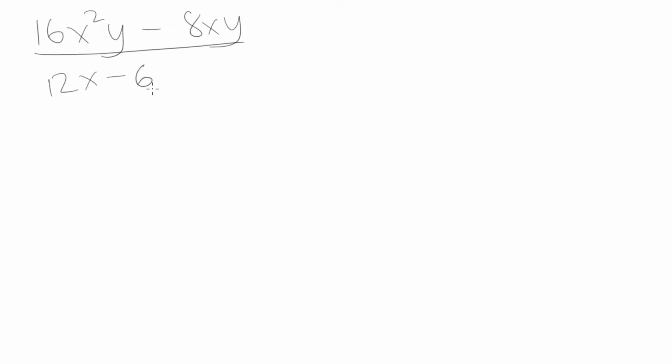Let's say we had 16x squared y minus 8xy divided by 12x minus 6. So let's start off by first dealing with our numerator here. Now, how can we factor our numerator? Well, I can see some common factors that are present in both of these terms. Let's factor out 8xy. And if we factor out 8xy, we're going to be left with 2x minus 1.